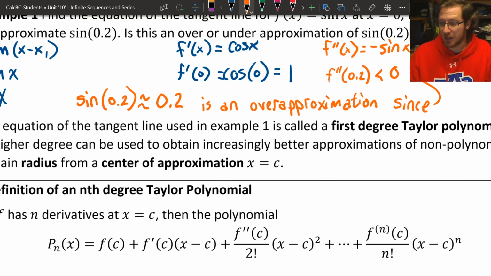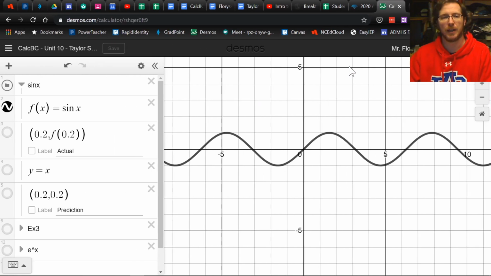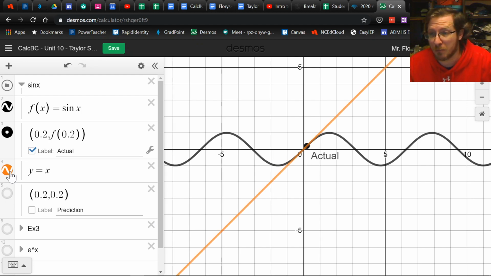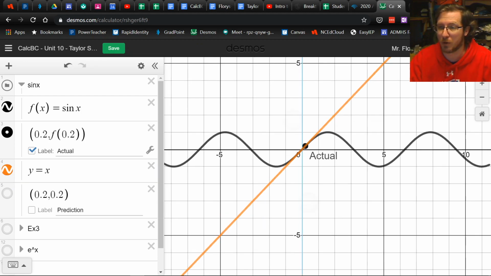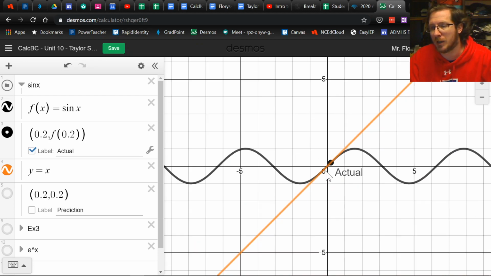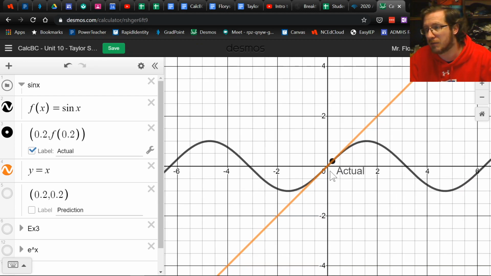Okay, if we want to look at it graphically, then here's our sine function. I've already put some of this into Desmos. Here's our center, 0, 0. We're looking at approximating this point here. So here's the actual point at 0.2 comma whatever the sine of 0.2 is. Here's our model, y equals x. Remember, this is only meant to be good for values close to 0.